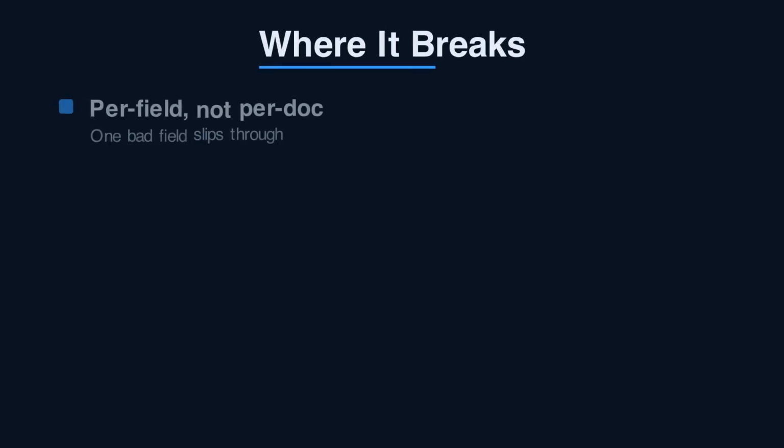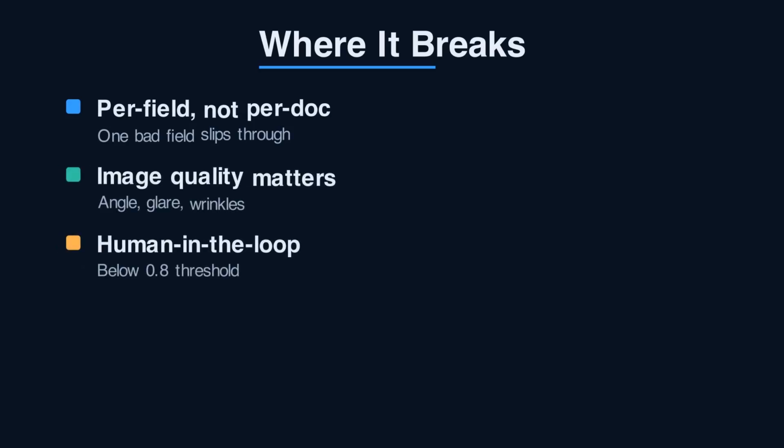Here is the gotcha. Confidence is per field, not per receipt. A total can read 0.95 while the merchant name is missing. Crumpled, angled, or dim photos drop line item accuracy fast. Never auto-approve on confidence alone. Route anything below your threshold to human review. Set that bar around 0.8 and tune it against real receipts.